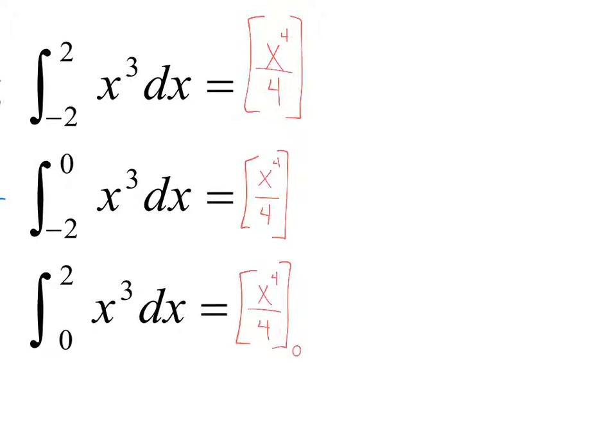So we have from 0 to 2 there, from negative 2 to 0 here, and from negative 2 to 2 here. Starting out with the top one, if I have 2 to the 4th over 4 minus negative 2 to the 4th over 4, yeah, that comes out to 0. I have 16/4 minus 16/4, 0.